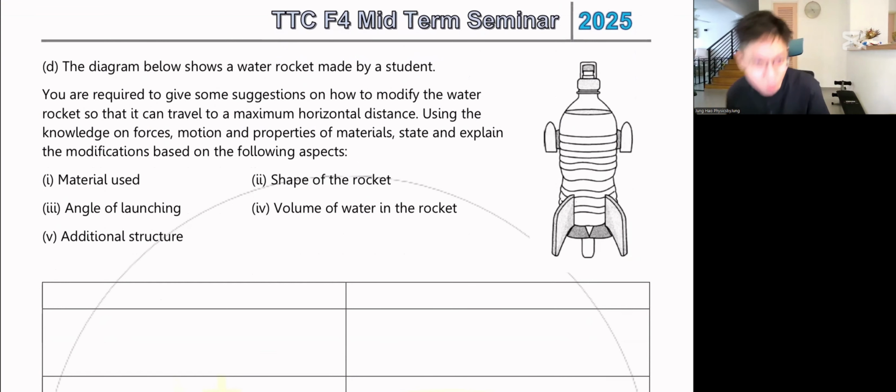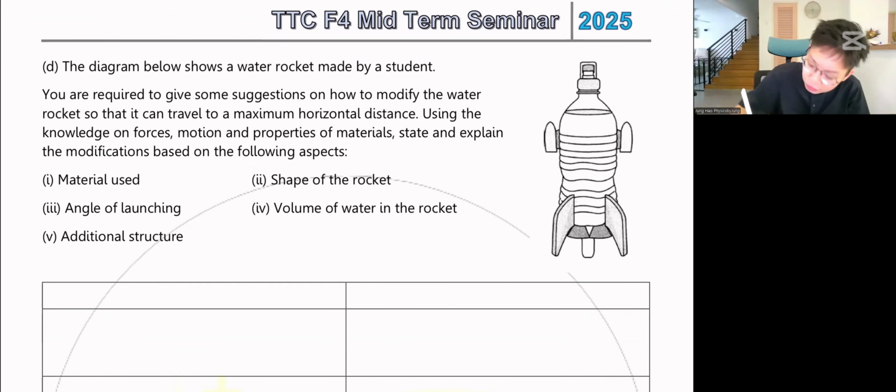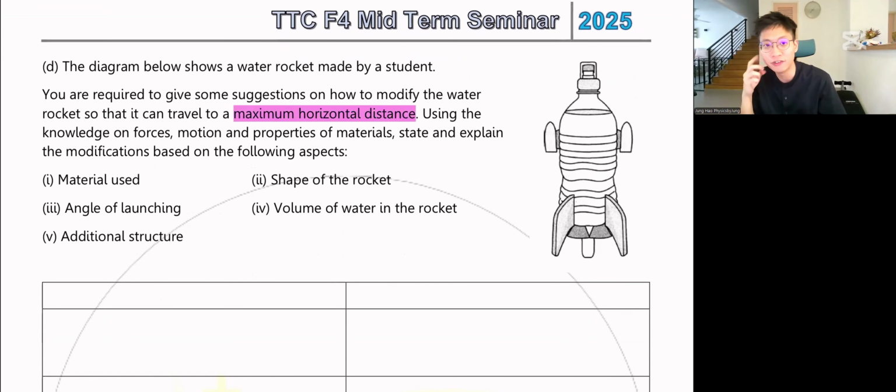Okay, the diagram below shows a water rocket made by a student. So how to modify the water rocket so that it can travel a maximum horizontal distance? Using the knowledge on the forces. Now you have to say everything here, guys. So let's start.